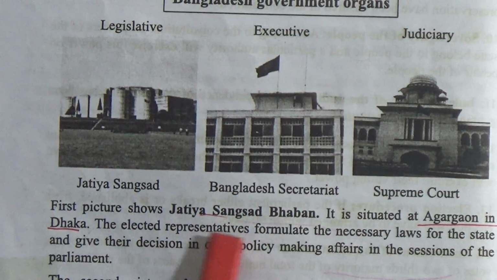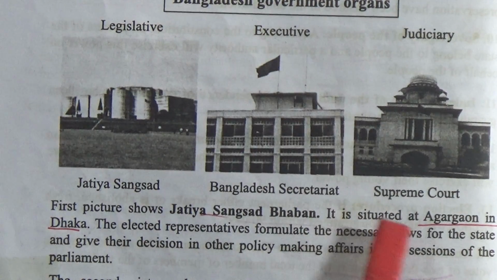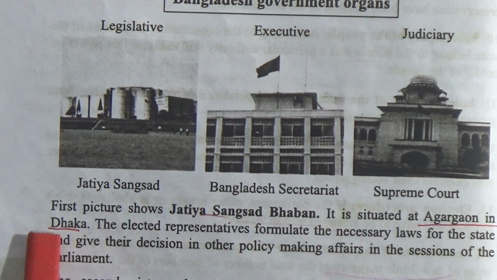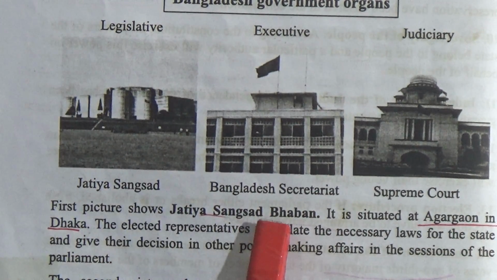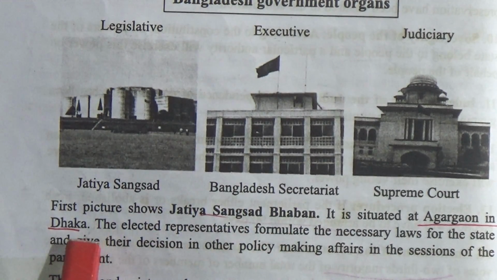The first picture shows Jatiya Sangsad Bhavan. It is situated at Agargaon in Dhaka. So Jatiya Sangsad Bhavan is situated at Agargaon in Dhaka.